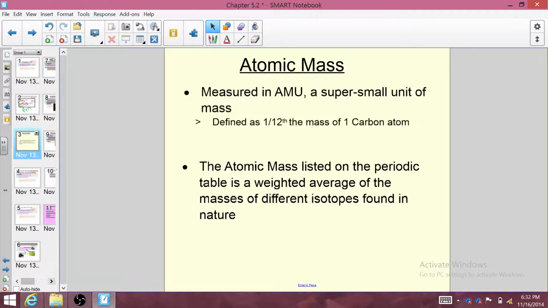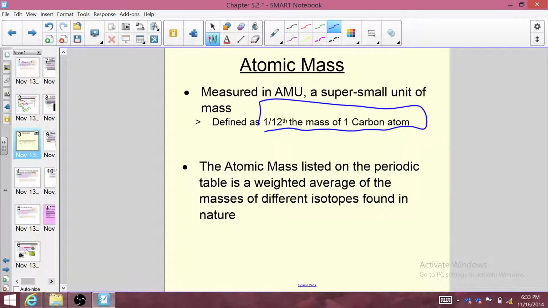So the atomic mass is measured in atomic mass units, which, as we talked about before, is a super small unit of mass because atoms are so ridiculously small, it would be crazy to measure them in grams because it would be something like 0.00000 with 15 zeros. So scientists came up with an atomic mass unit. And what an atomic mass unit actually is, it is 1/12 of the mass of one carbon atom.